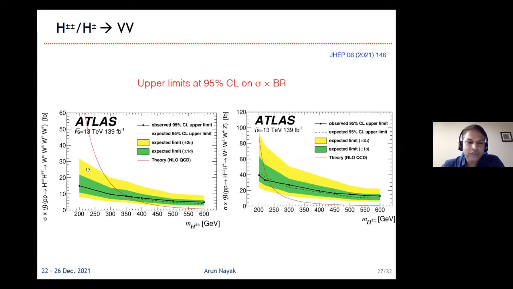So here you see the exclusion limits in both cases treated separately. This one is from the pair production, and this one is for the associated production. So you can see you have pretty strong limits already obtained on this.